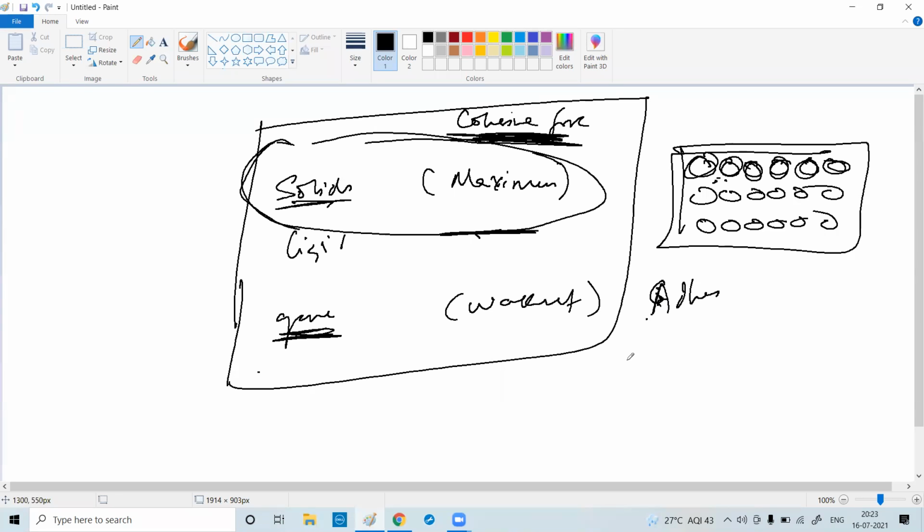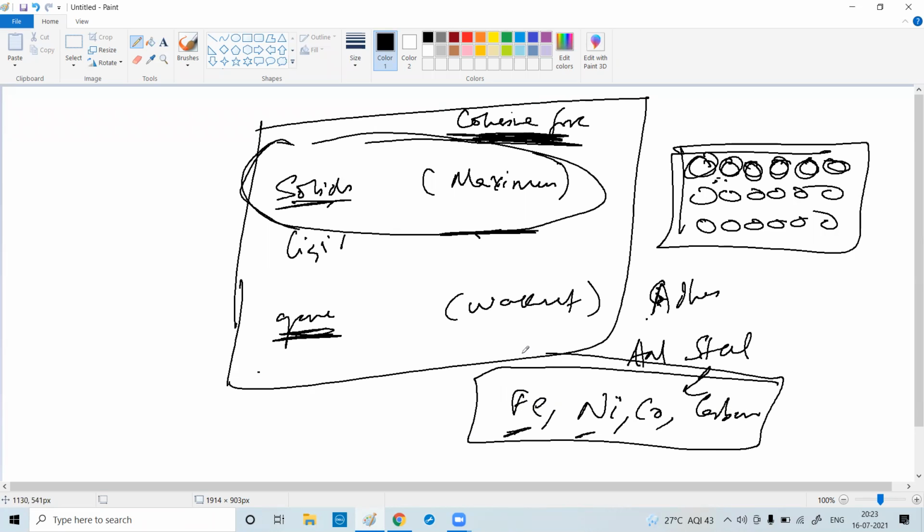Because when you say alloy, an alloy is made up of two or more elements, like steel. If you take steel, your steel is made up of iron, nickel, cobalt, and carbon. They're called Fenico. The alloy is named Fenico. So steel is made up of Fenico.